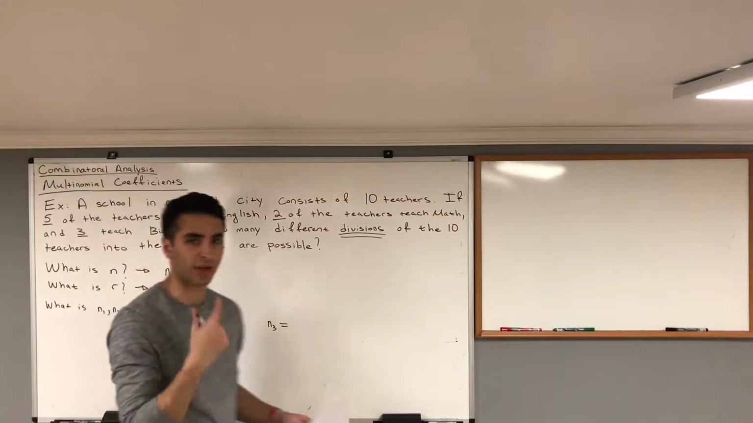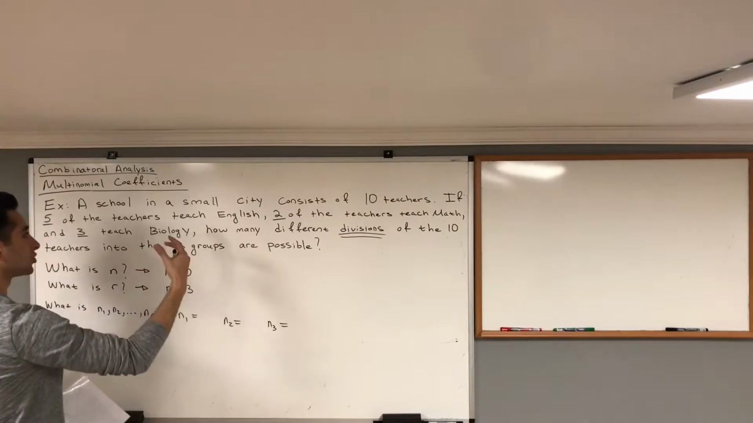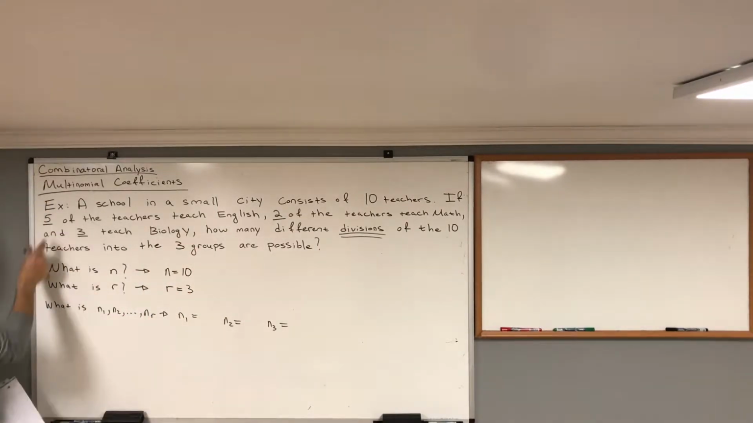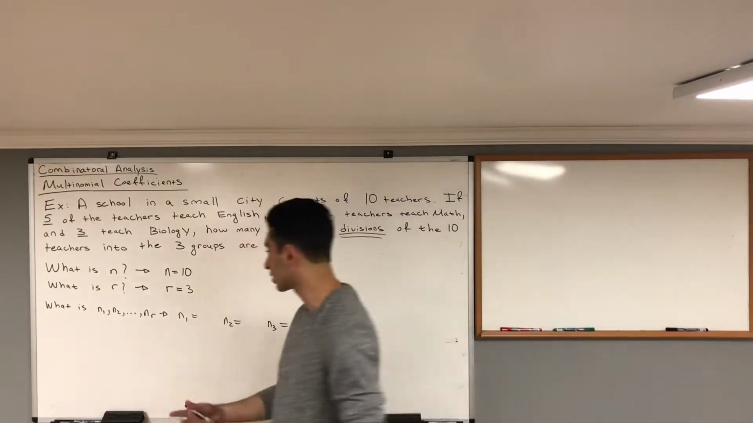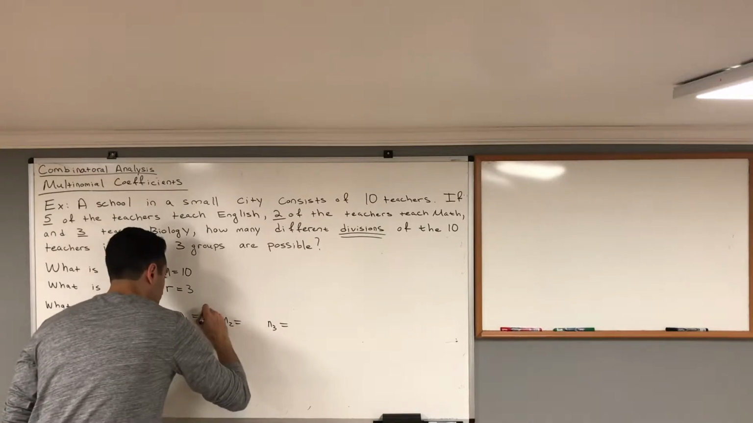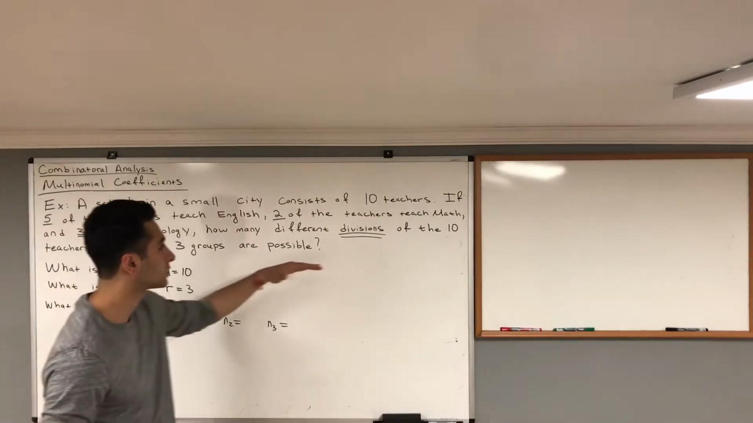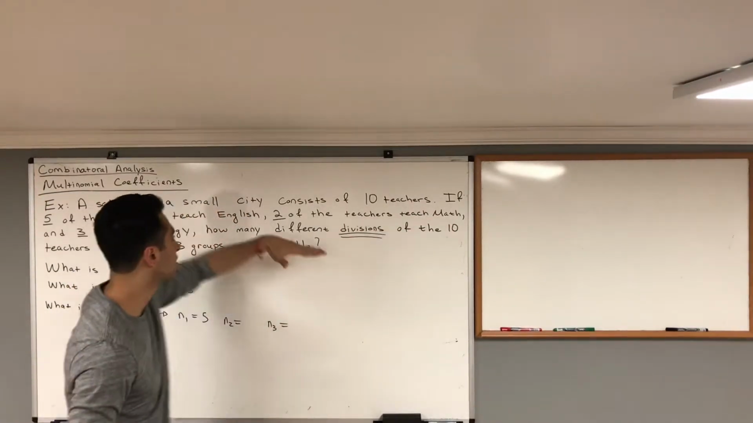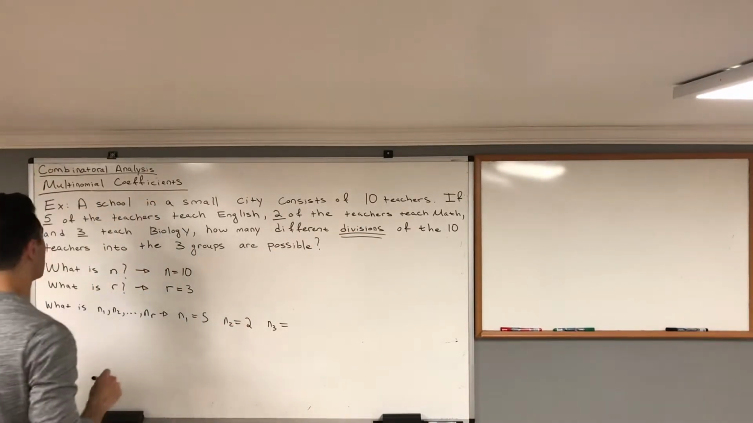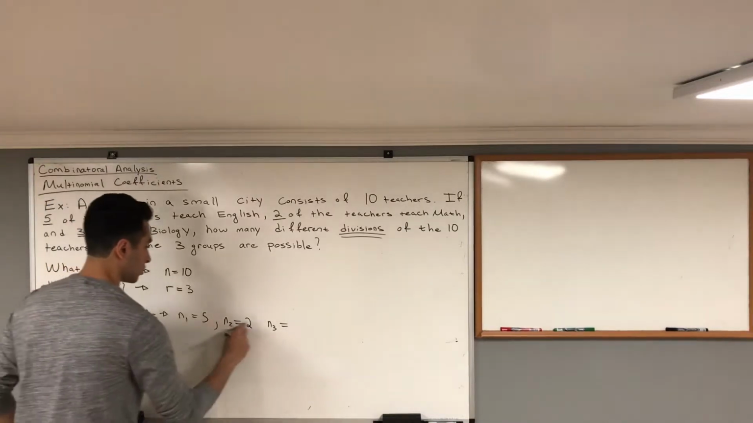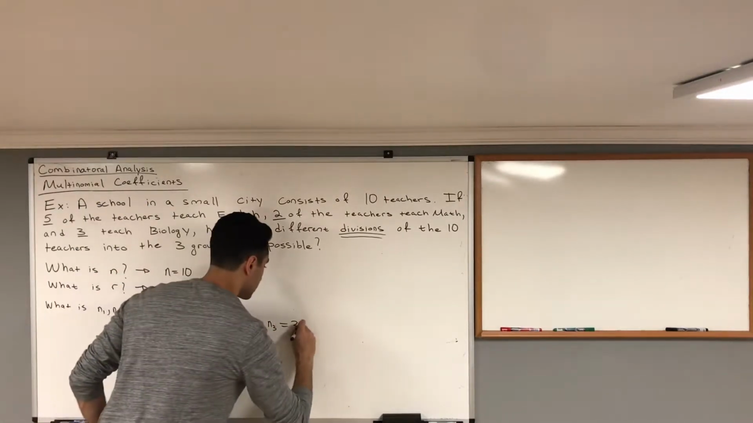N1 will be the size of my first group, which is English. How many teachers teach English? 5. So the number of teachers in that subject is 5, and I'll denote n1 as 5. N2 is the number of items in my second group, which is math. I have 2 teachers, so n2 equals 2. And finally, for my last group, which is biology, I have 3 teachers, so n3 is 3.